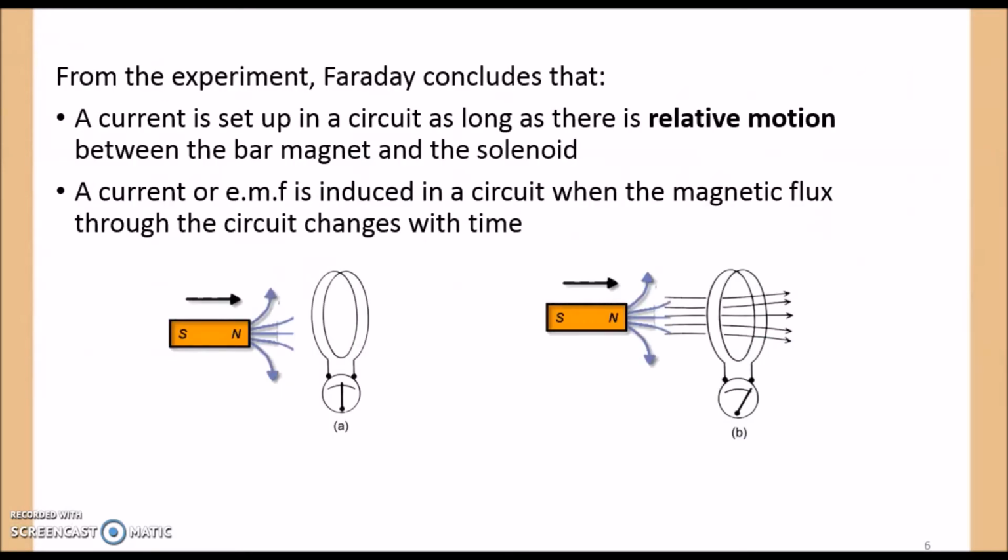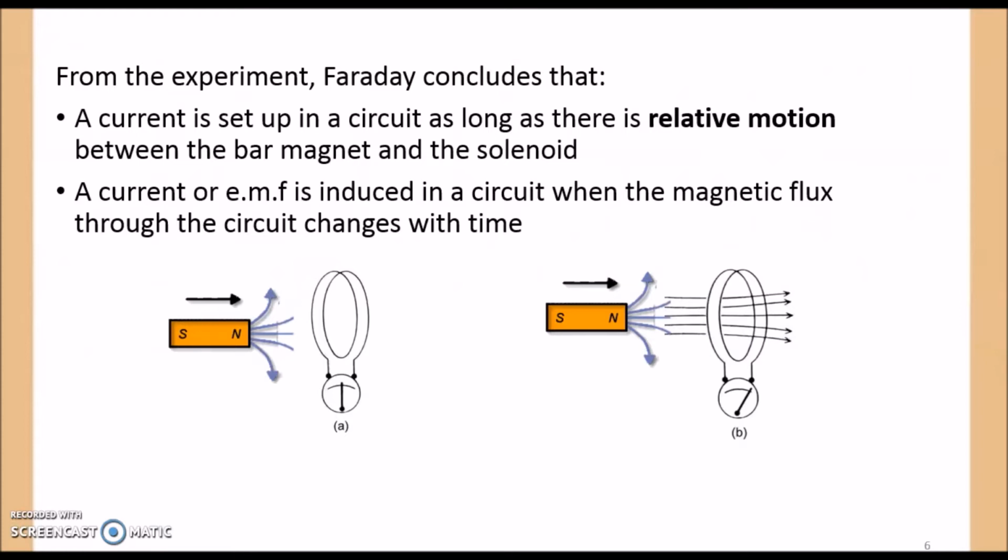From this experiment, Faraday concludes that there will be a current induced, or current is set up, in a circuit as long as there is relative motion between the bar magnet and the solenoid. So, mesti ada melibatkan pergerakan. Second one, current or EMF will be induced in the circuit when magnetic flux through the circuit changes with time. So, bila bar magnet tu bergerak masuk ataupun keluar daripada solenoid, akan ada perubahan magnetic flux. Kita masukkan bar magnet dalam solenoid bermaksud magnetic flux akan meningkat.